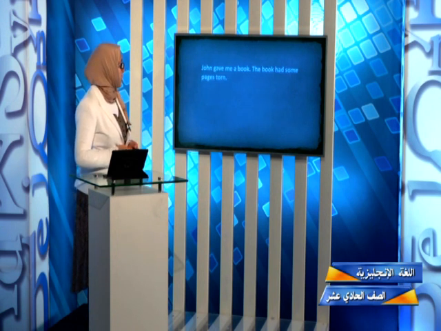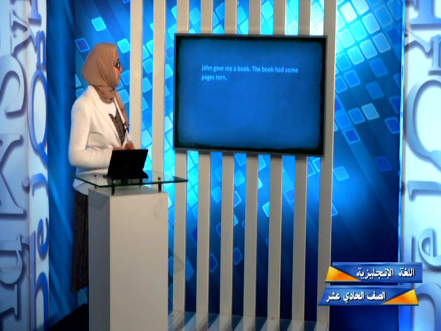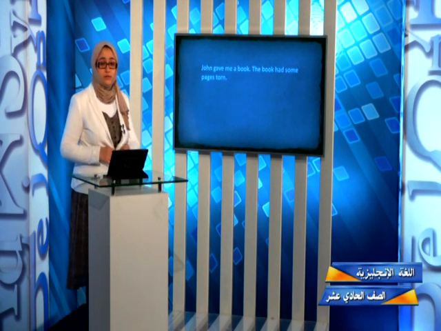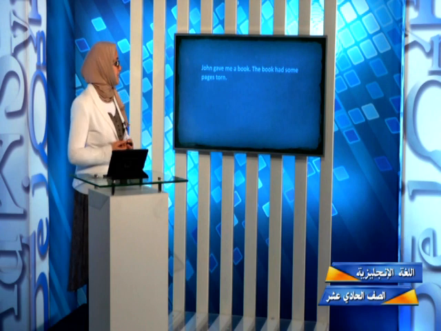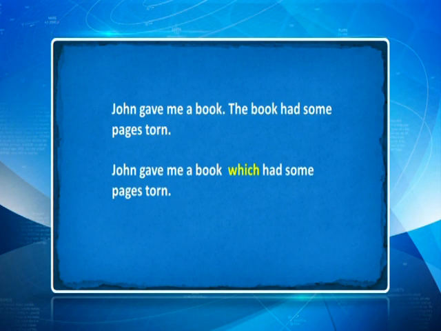Next one, John gave me a book. The book had some pages torn. So which of the keywords, once again, now you know the pattern, which of the keywords should be used in this context? It is in fact which. We are dealing with an inanimate object. John gave me a book which had some pages torn. So the book, of course, it is inanimate. It is not alive like Tom and Sarah. So we use the appropriate keyword, which is which.